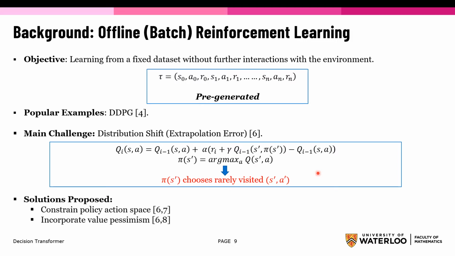Solutions were proposed to solve this, and one way is to constrain the policy action space by choosing only actions that we've seen before in the dataset a few times. Another way is to incorporate value pessimism by including a lower bound on the value function in order to avoid the overestimation that happens when an error occurs.